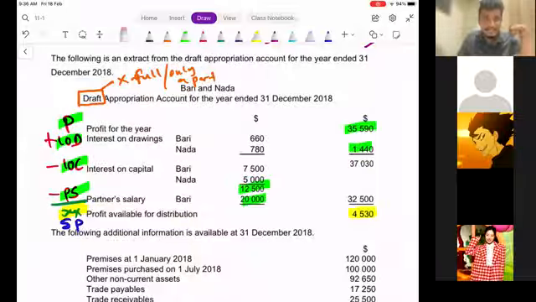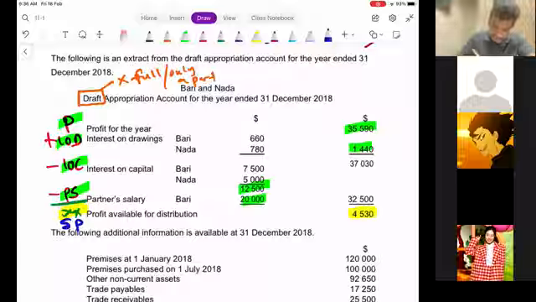Is this complete? Is this appropriation account complete or not? Anything missing here? Share profit is missing. So we need to calculate the share profit. The question always does this. So how to calculate the share profit?